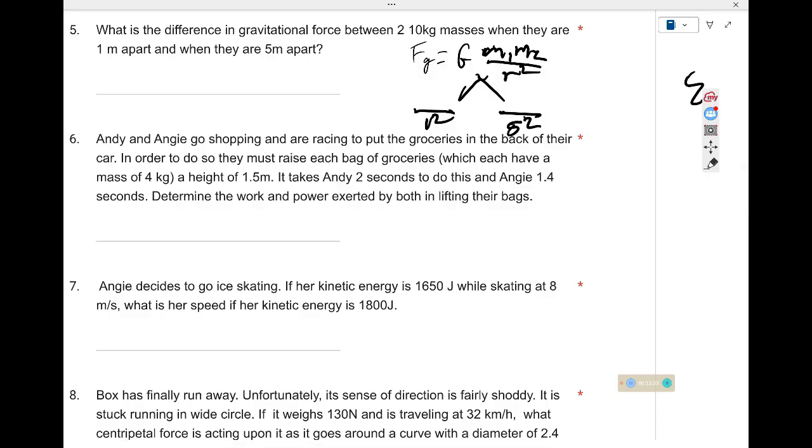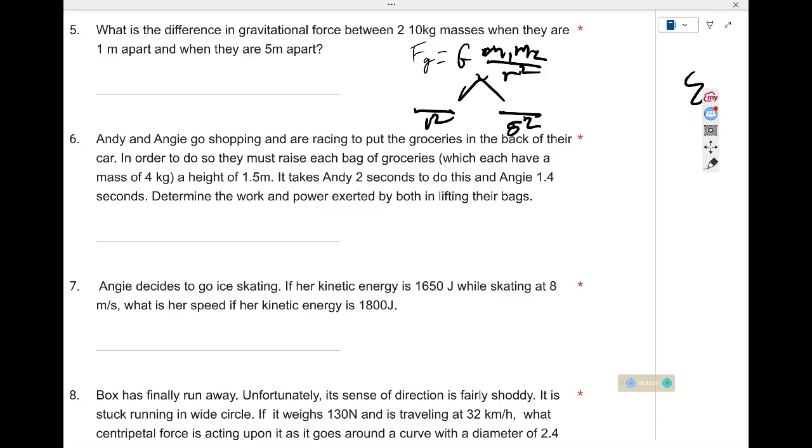Okay, Andy and Angie go shopping and are racing to put groceries in the back of their car. In order to do so, they must raise each bag of groceries, which each have a mass of 4 kilograms, a height of 1.5 meters. It takes Andy 2 seconds to do this, and Angie 1.4 seconds to do this. Determine the work and power exerted by both in lifting their bags.